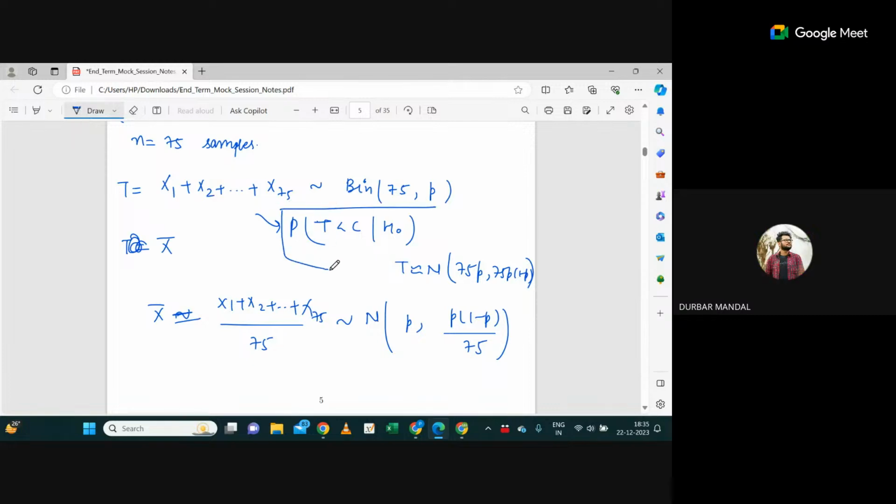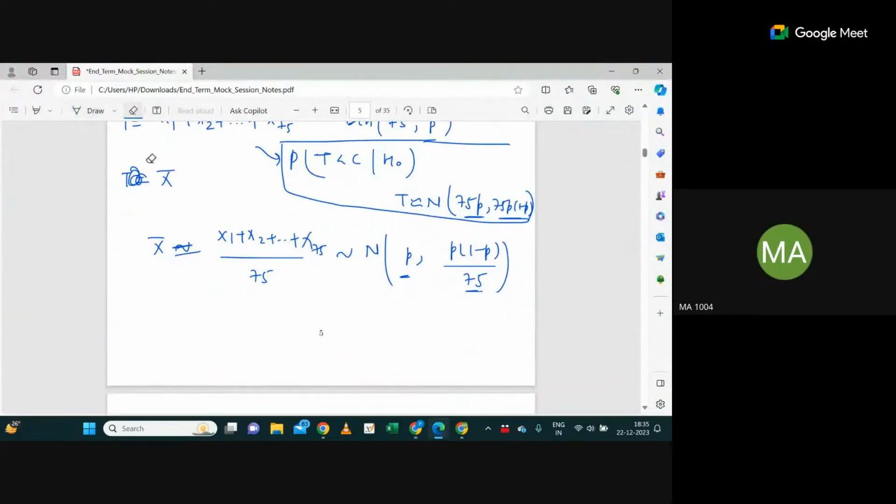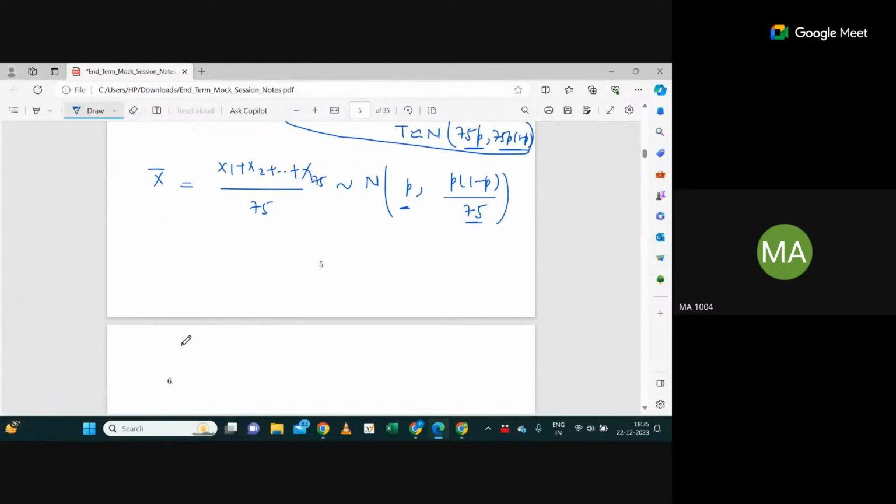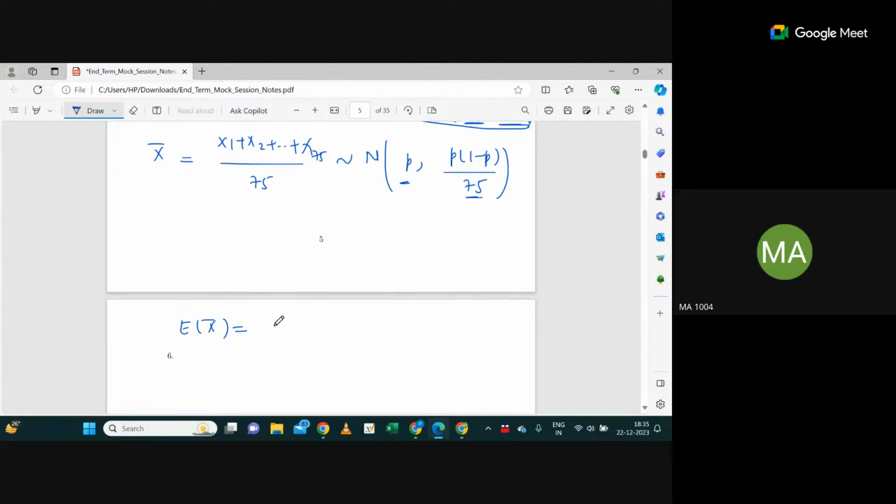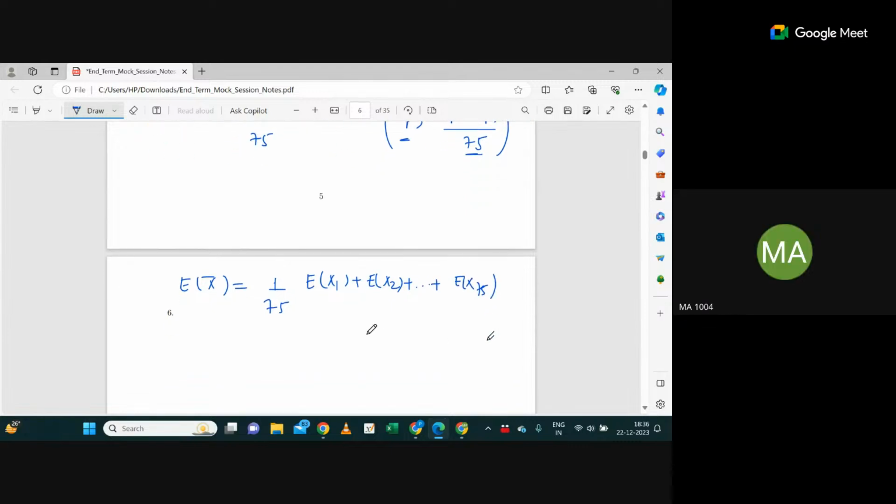Yes, sir. Can you explain that one? The one with np and np(1 minus p), that one I got, but this one I didn't understand. Okay, actually here we are just finding the mean of this one. Basically, what will be the expected value of X bar? 1 divided by 75 I can take outside, right? Then it will be the expectation of X1 plus X2 plus up to X75, which is 75p divided by 75.